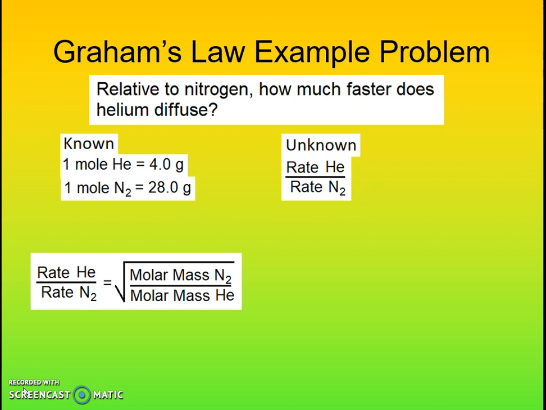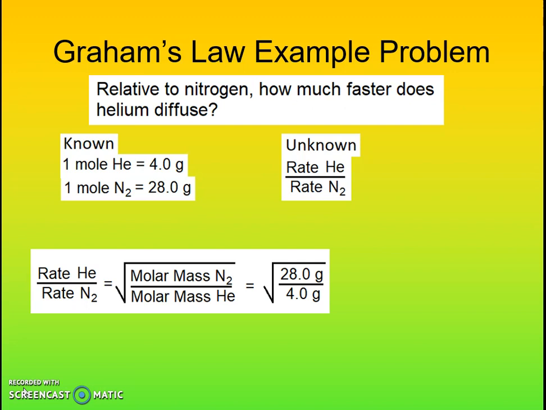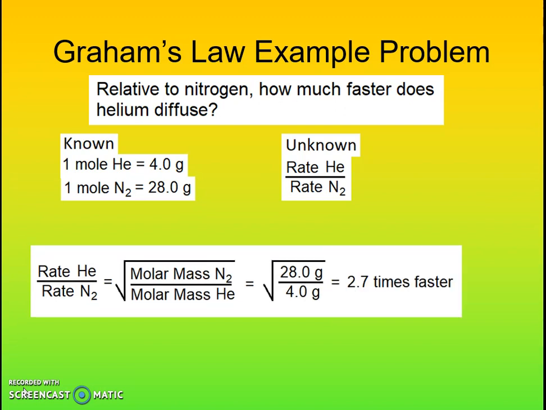So rate of helium is equal to the square root of the molar mass of nitrogen over the molar mass of helium. And then we plug in the 28 grams for the nitrogen and the 4 grams for the helium. 28 divided by 4, square root of 7. Therefore, we end up with 2.7 times faster that helium is going to move relative to nitrogen. Again, at low temperatures and at high temperatures, they're going to change at the same rate, and there's always going to be 2.7 times faster for the helium than for the nitrogen, no matter what the temperature is.